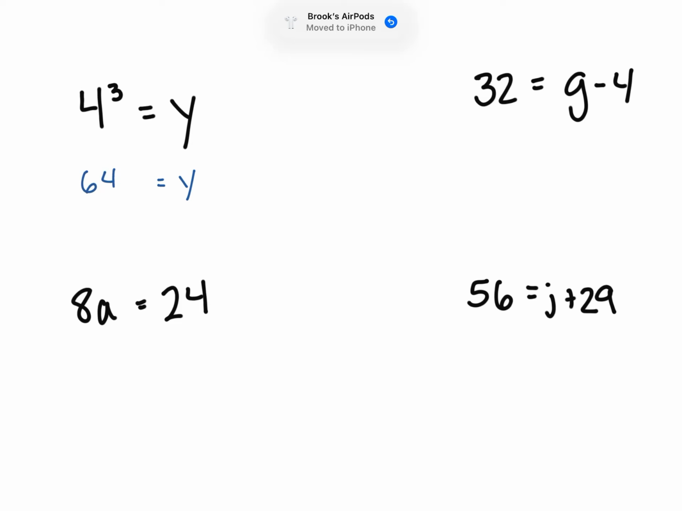Down here, we have 8 variable tiles and 24 one tiles. So our variables are all by themselves and our numbers are all by themselves, which means that our last step is to split or divide like we would with our algebra tiles. And we need to split them into 8 groups. So each A is equal to 3 because 24 divided by 8 is 3.